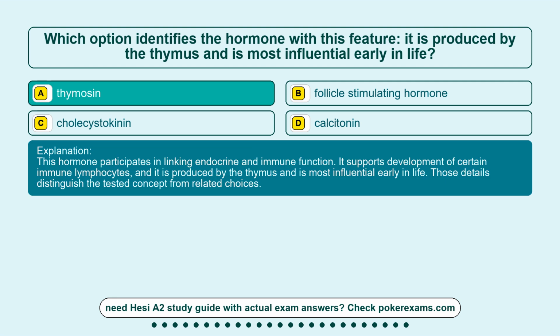This hormone participates in linking endocrine and immune function. It supports development of certain immune lymphocytes, and it is produced by the thymus and is most influential early in life. Those details distinguish the tested concept from related choices.